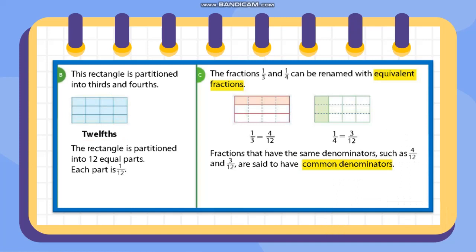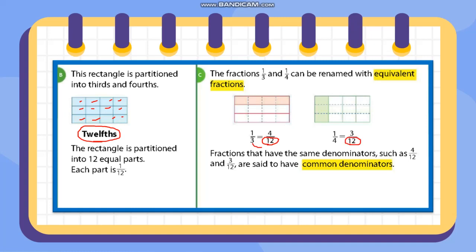As you can see, we have 12 equal parts: 1, 2, 3, 4, 5, 6, 7, 8, 9, 10, 11, 12. Each part is equivalent to 1/12. So the fractions 1/3 and 1/4 can be renamed with equivalent fractions. 1/3 is equivalent to 4/12. Why? Because the common denominator that we use is 12.